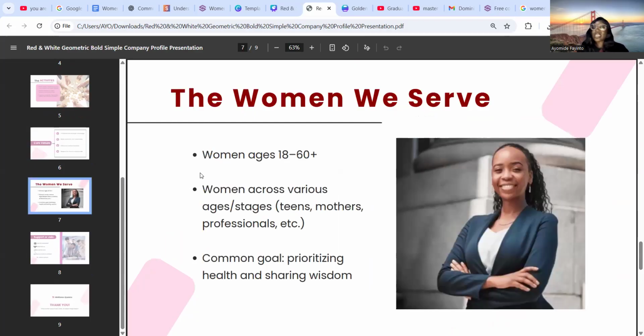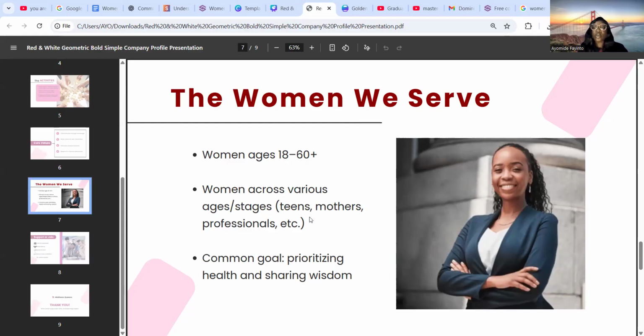So who are the women that we serve? Women aged 18 to 60 plus, as long as you are within the reproductive age. 60 is included for women in menopause, experiencing menopausal changes, and that's why they're included. But we focus more on women of childbearing age. Then women across various age stages, teens, mothers, professionals, diverse kinds, not just because you are in healthcare or you're a student. Wherever you're working, whatever stage you are at, we have communities to serve you.